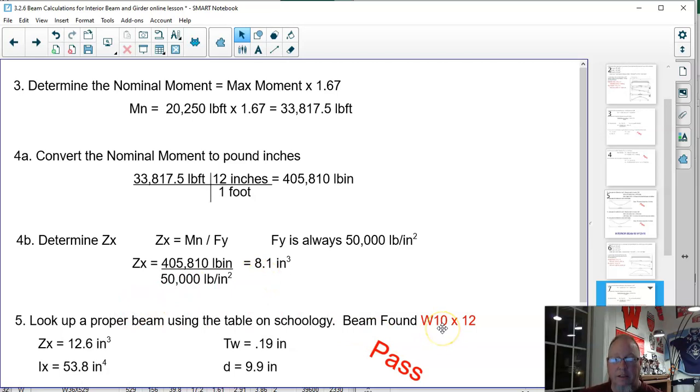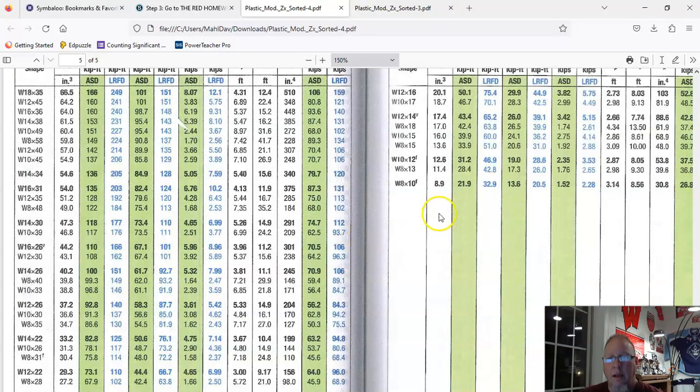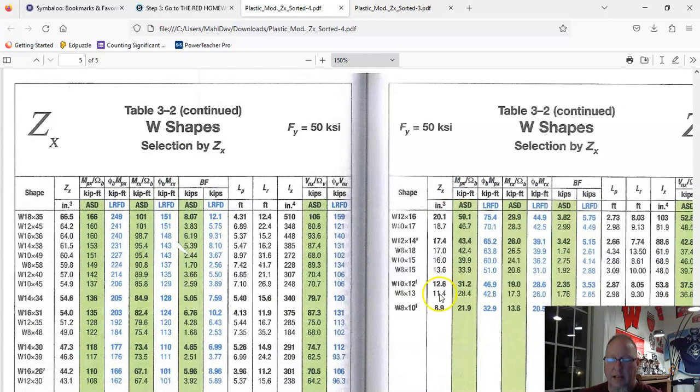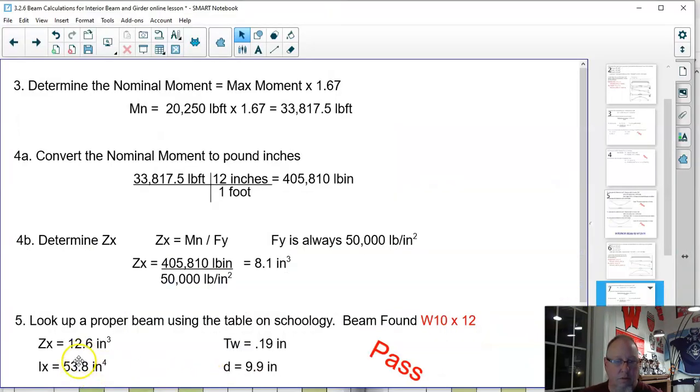Because for example, when I did look on my ZX plastic modulus chart, which is here, when I'm trying to find an 8.1, this one looks like it would be big enough, but I'm going to go one past that. So I'm going to try to use this 10 by 12. The Z, I'll scroll up a little bit, ZX on the 10 by 12 is 12.6. IX on the 10 by 12 is 53.8. So I put those numbers into my presentation here.